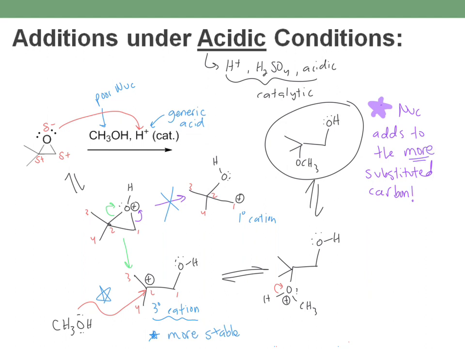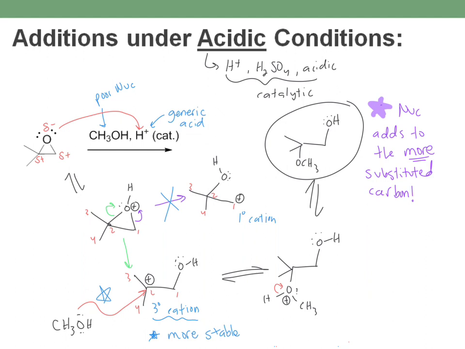Remember, under basic conditions, the nucleophile added to the less substituted carbon because it was just easiest to get to. It's kind of an SN2-like mechanism. In this one, though, since you're protonating the epoxide and you start to open it up, that carbocation is going to start forming on that more substituted carbon. And since it's forming on that more substituted carbon, that's where the nucleophile is going to be attracted. And so the nucleophile adds to the more substituted carbon under acidic conditions, and adds to the less substituted carbon under basic conditions. So let's take a look at some examples.